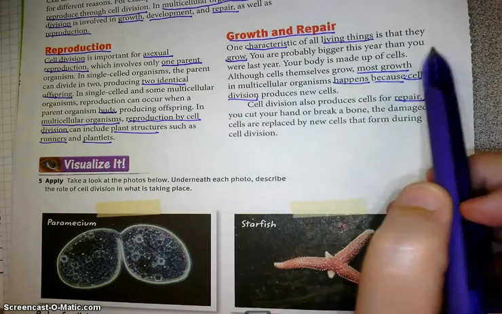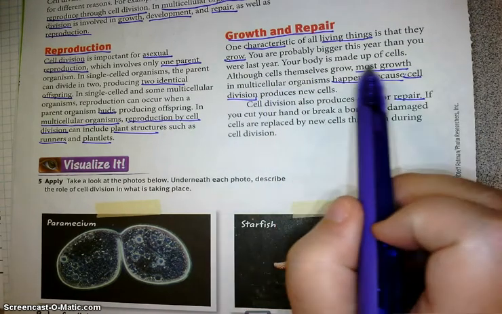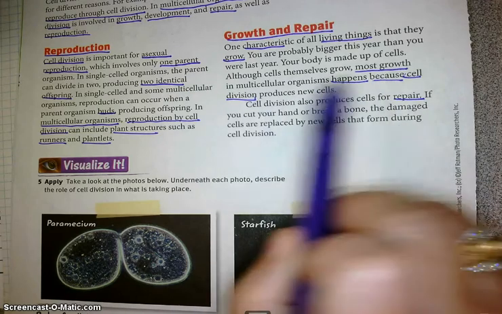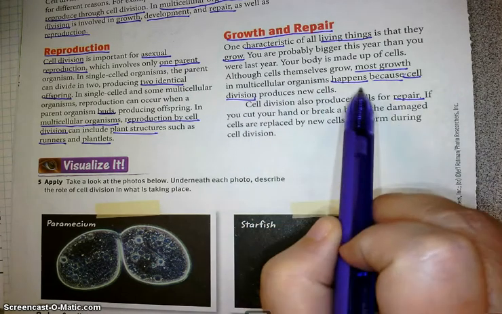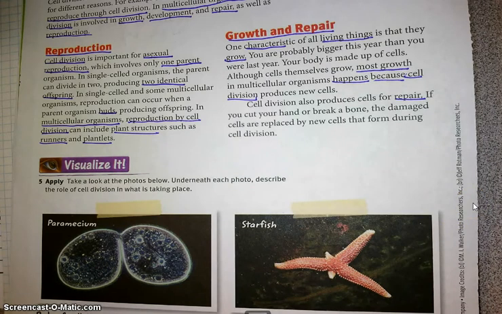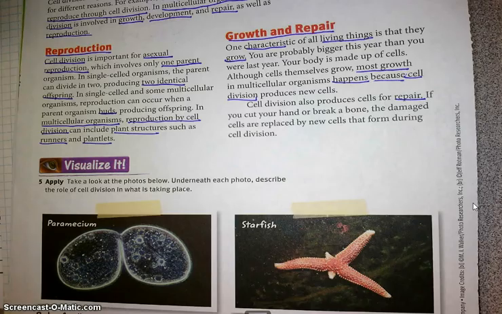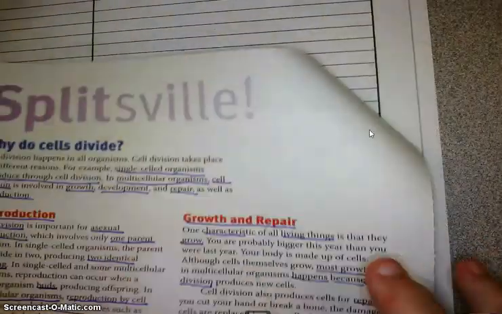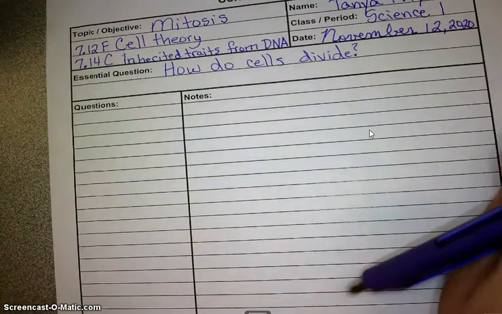It says you're probably bigger this year than you were last year. Your body's made up of cells. And although the cells themselves do grow, most growth in multicellular organisms happens because of cell division, producing new cells. Cell division also produces cells for repair. If you cut your hand or break a bone, the damaged cells are replaced by new cells that form during cell division.